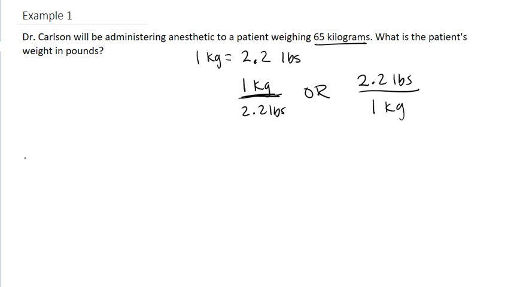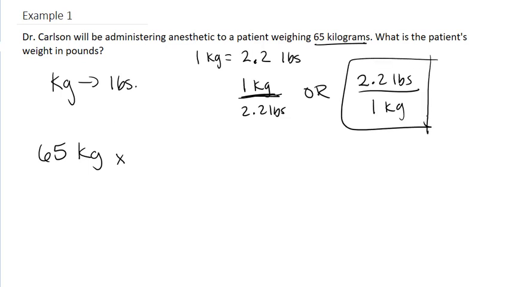So let's go ahead and write out 65 kilograms. That's what the patient weighs, and we need to get it to pounds. So we need to go from kilograms to pounds. What we need to do is cross out this kilograms. In order to cross it out, we need to put it on the bottom when we multiply by something, because then we can cross those out. So we would use this: multiply it by 2.2 pounds over 1 kilogram.